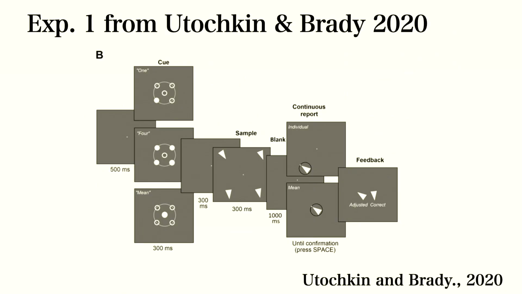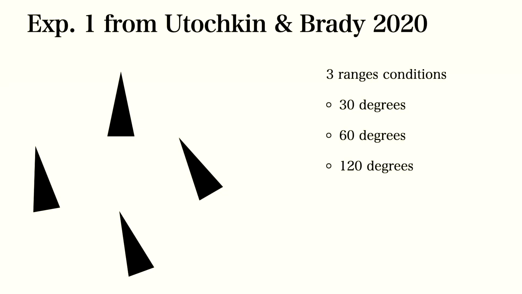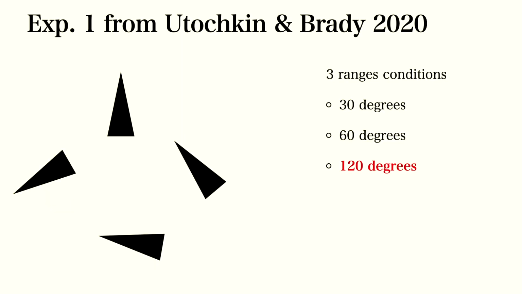And to see whether the model prediction is accurate, we look at data from a previous study. In this experiment, there are 4 triangles with different orientations presented on the screen, and there are 3 subtasks that participants need to perform. They will either remember one item, remember all 4 of them, or report the gist, or the mean, of those 4 items. And in this experiment, there is a range manipulation of 30 degrees, 60 degrees, and 120 degrees.